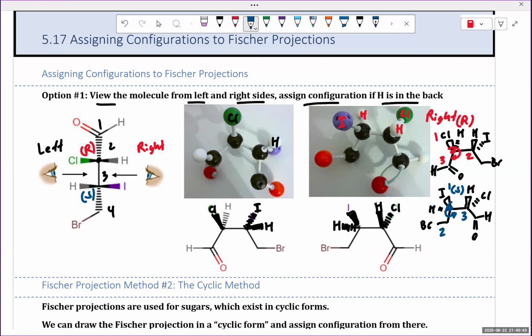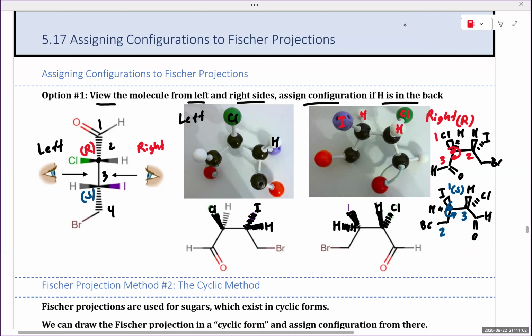As you can see, if you look at your molecule from the left and then look at your molecule from the right, you'll be able to get at least one of those perspectives with the hydrogen in the back. Again, this is why I encourage you to use the models, because then you can make a model, look at it from the left, look at it from the right, and then draw what you see.